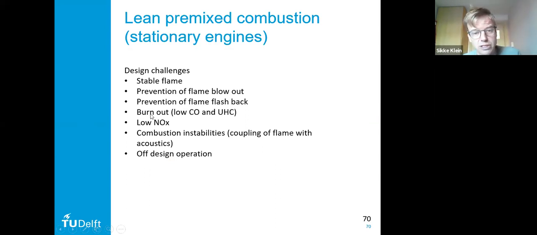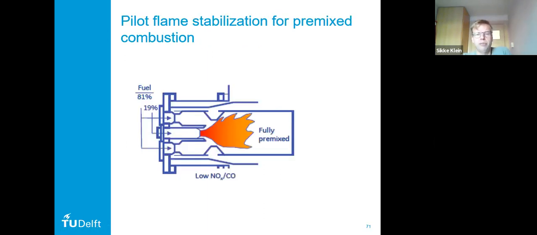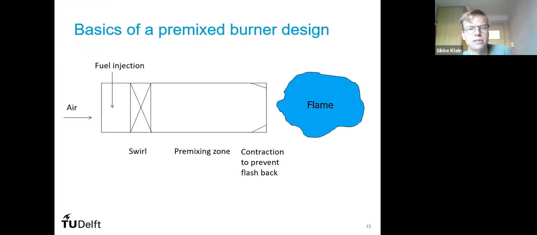You have to burn out, so you have complete combustion, low NOx, combustibilities, and off-design operation. We already discussed that a little bit. So we saw this picture where we get the flame stabilization with the pilot flame to create the hot zone. And this is actually how all premix flame burners look a little bit like this. This is very simplified, but they really have something like this.